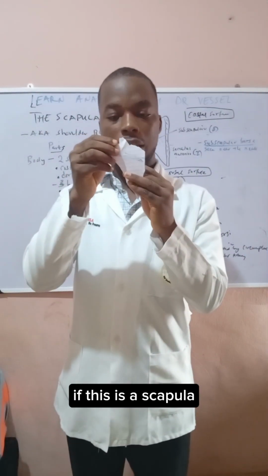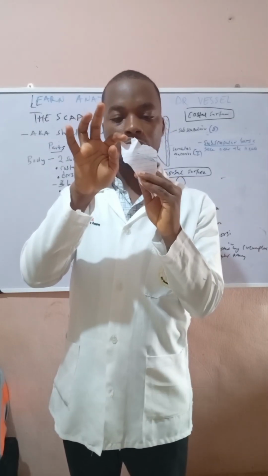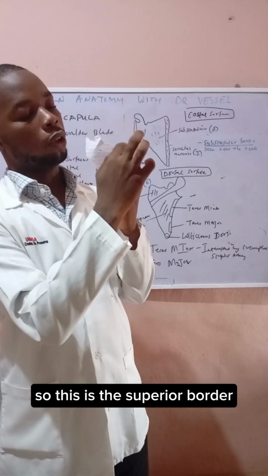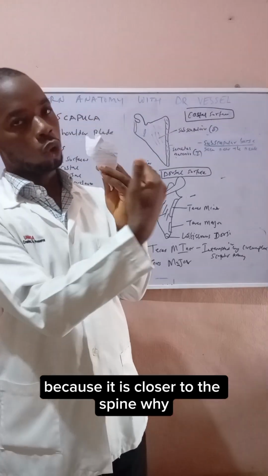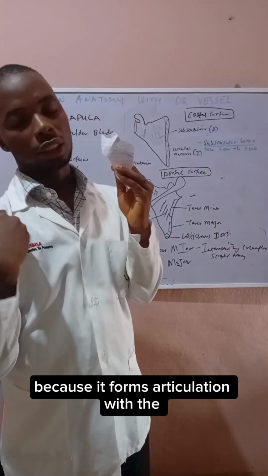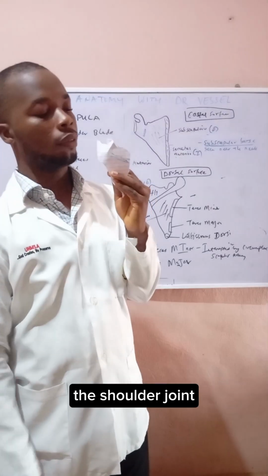Now, for the borders, we have this. If this is a scapula, this is the superior border, because this is the anterior view of the scapula. This is the medial border because it is closer to the spine, while this is the lateral border because it forms articulation with the shoulder joint.